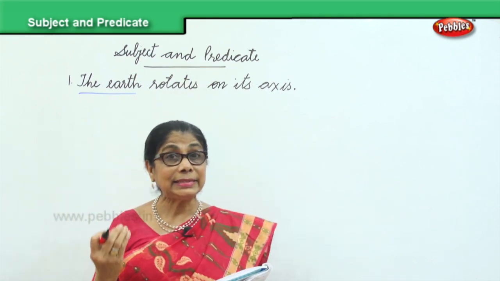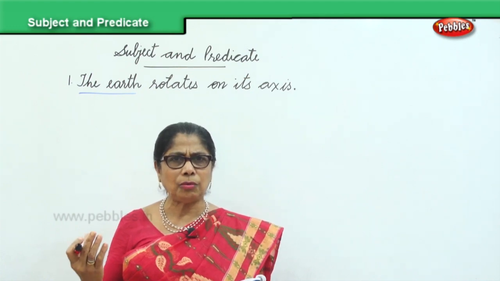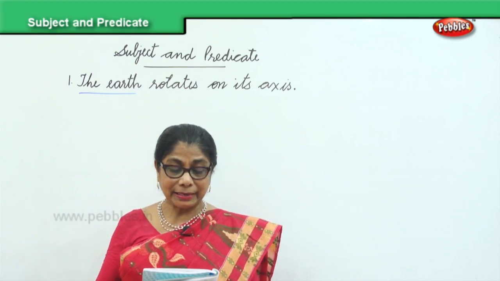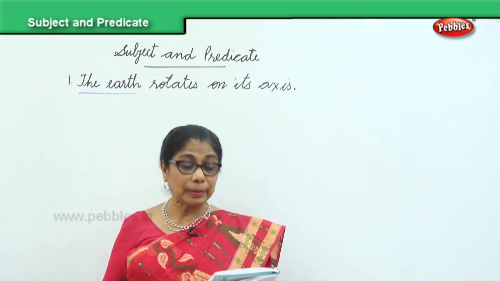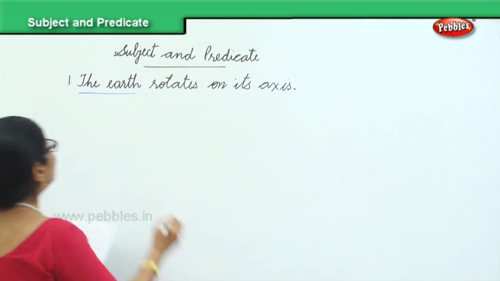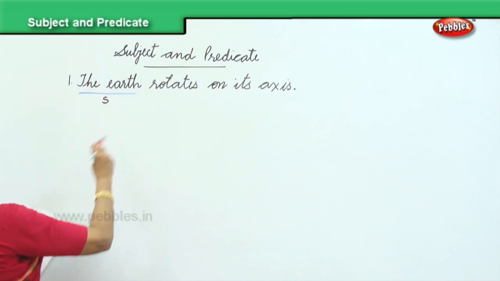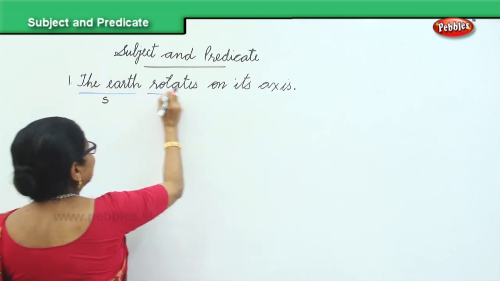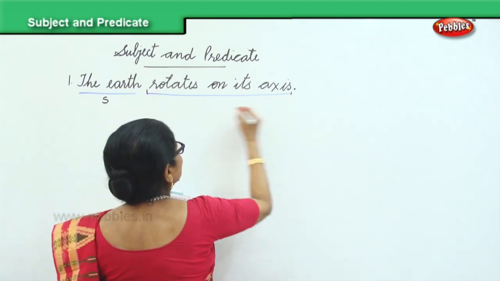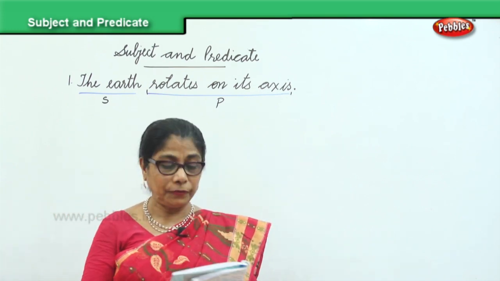Okay, so in a sentence, you need to identify what we are talking about. What's the topic? Earth. The rest is the predicate. So we have the earth as the subject, and rotates on its axis is called the predicate. So we learn to identify the subject and the rest of it, this portion, is the predicate. So we learn to identify the two parts of a sentence.